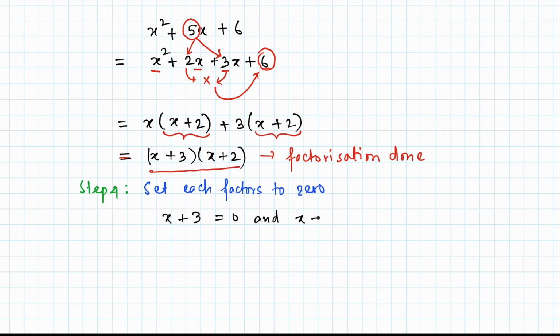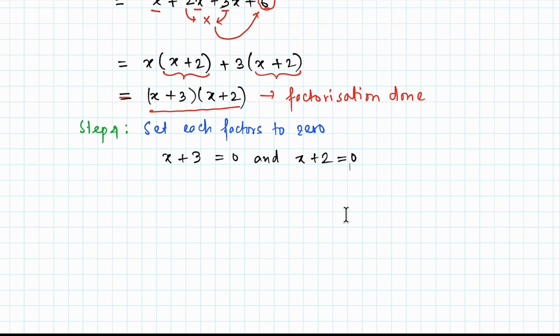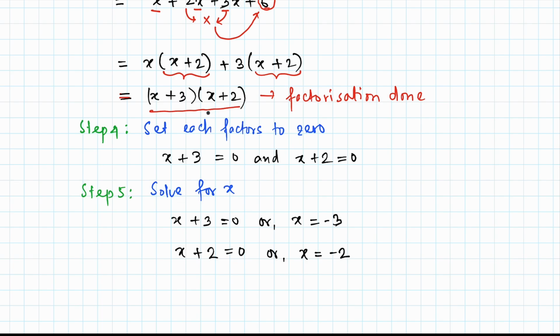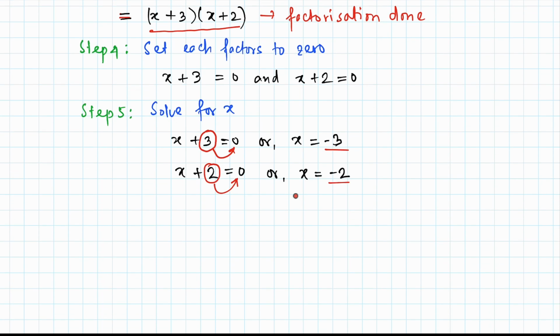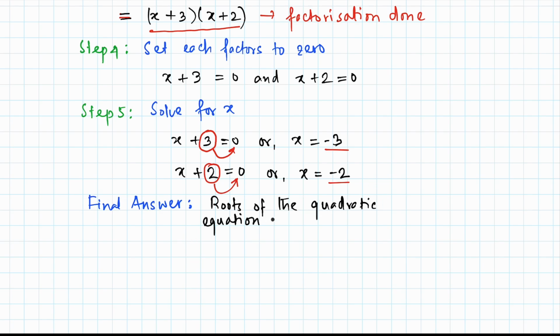So x plus 3 equal to 0 and x plus 2 equal to 0. Step number 5, we need to solve for x. So x plus 3 equal to 0 gives x equal to minus 3, and x plus 2 equal to 0 gives x equal to minus 2. So the final answer: the roots of the given quadratic equation are minus 3 and minus 2.